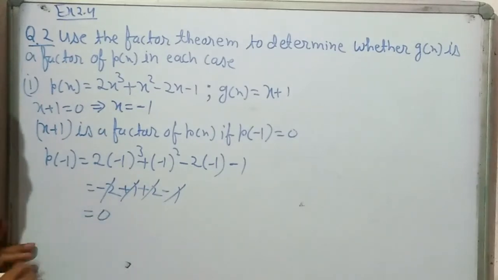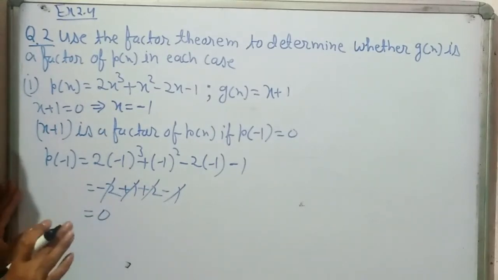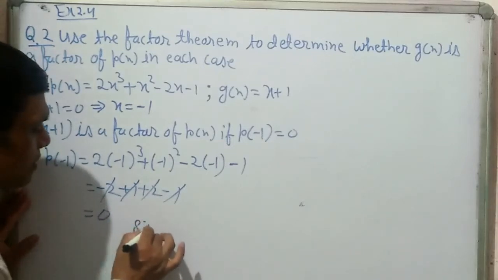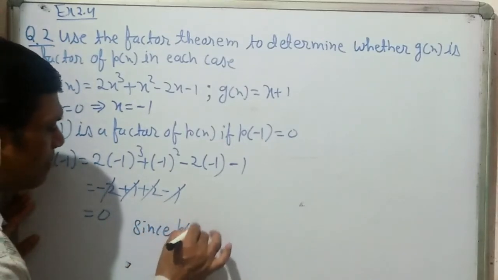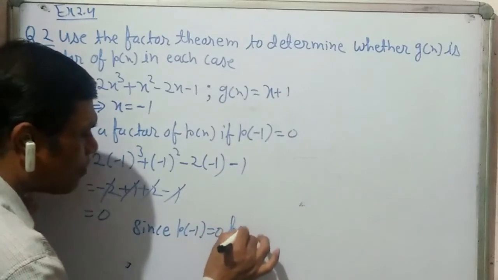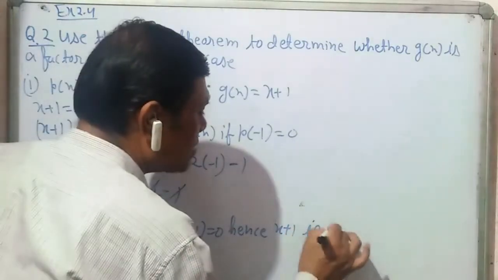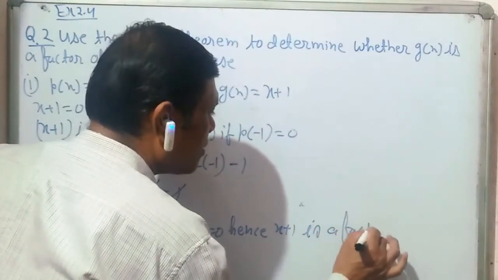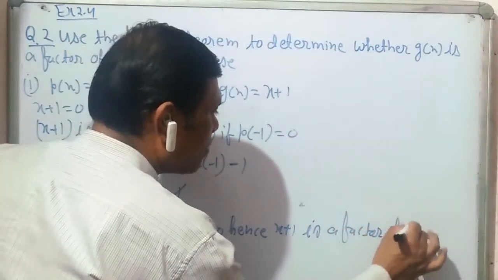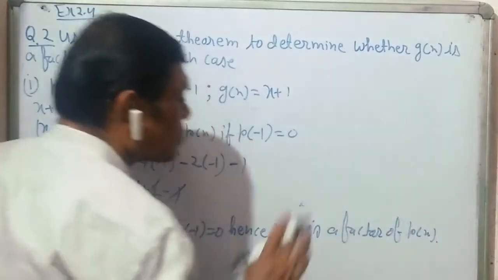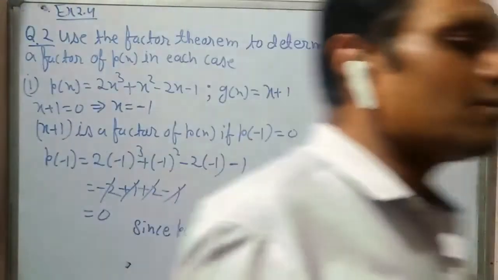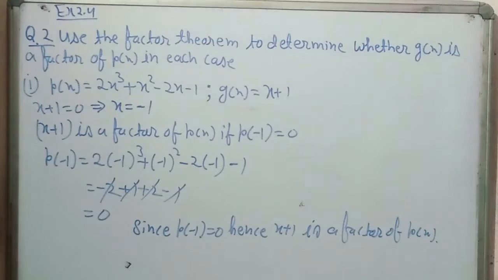This gives 0. That means p of minus 1 is 0. Hence, x plus 1 is a factor of p(x). The same method we had applied in question number 1, as it is the same method will be applied in question number 2.